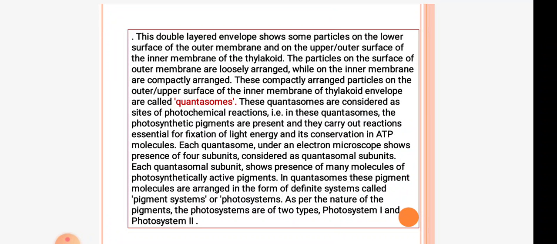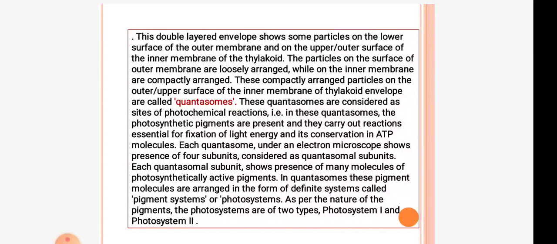These contasomes are considered as sites of photochemical reactions. In these contasomes, photosynthetic pigments are present to carry out reactions essential for fixation of light energy. Then it conserves ATP molecules. Each contasome under the electron microscope shows 4 subunits, contasomal subunits. Each contasomal subunit shows the presence of many molecules of photosynthetically active pigments.